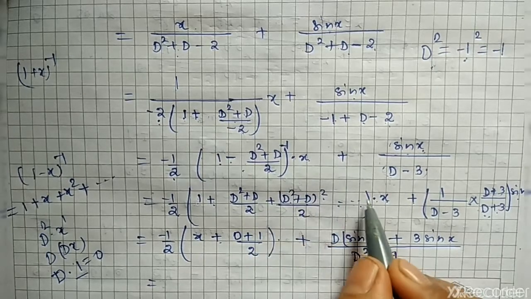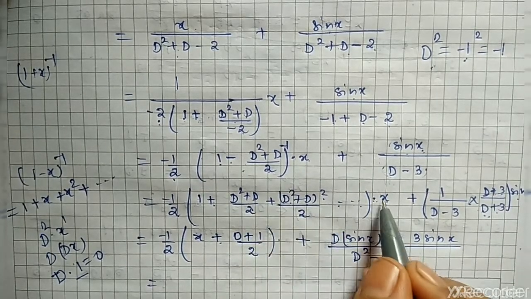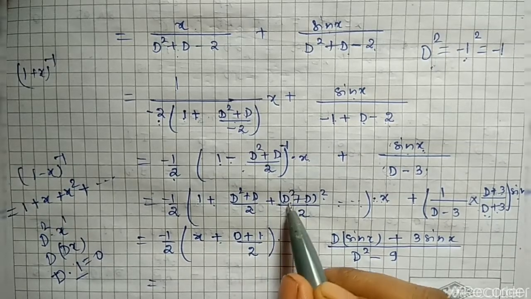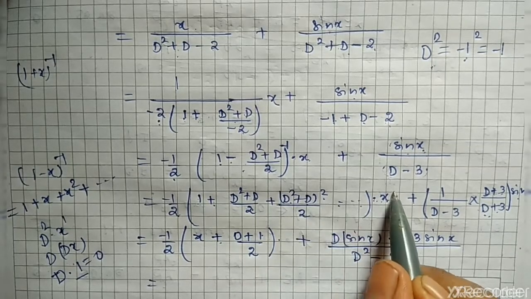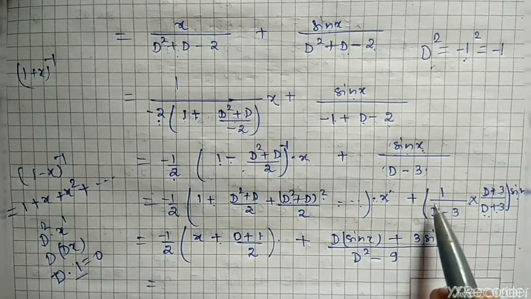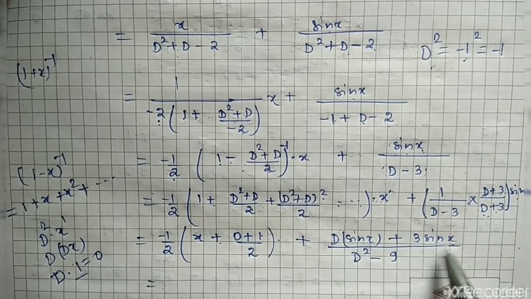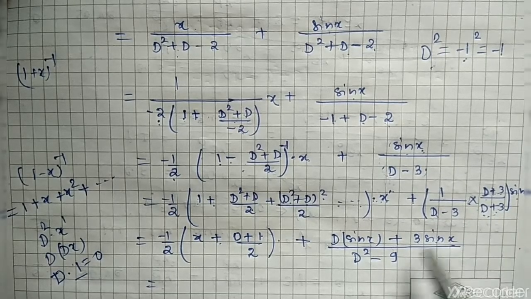And then we have d of x. D of x means differentiation of x only one time. That's why we have 1 divided by 2. And next we have no need to proceed because we have only x to the power 1. Plus, here we have d plus 3, so d of sin x plus 3 sin x divided by d square minus 9.